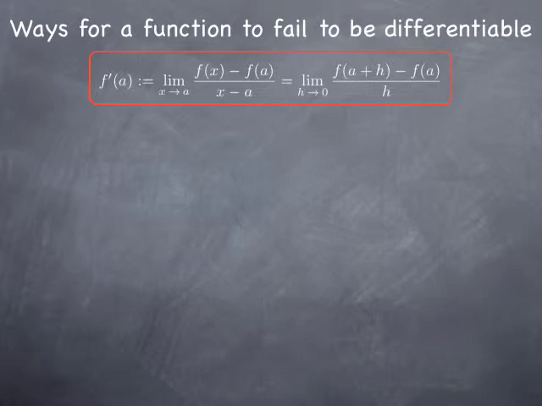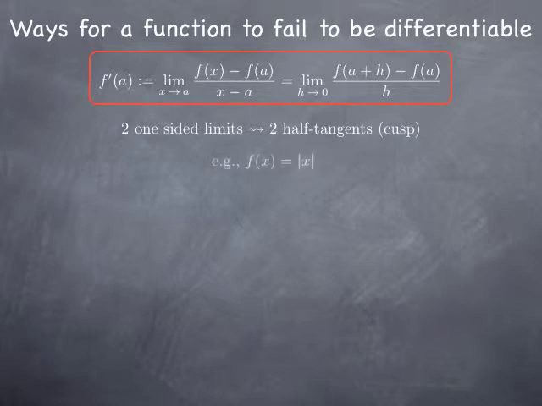This limit may fail to exist in the kind of ways that we have discussed for the existence of limits. In particular, one phenomenon that we have observed before that may lead to a limit that does not exist is if we have two different one-sided limits. Geometrically here, that would correspond to two half tangents, or what is often called a cusp. An example of a function for which we have this kind of situation is the absolute value function.